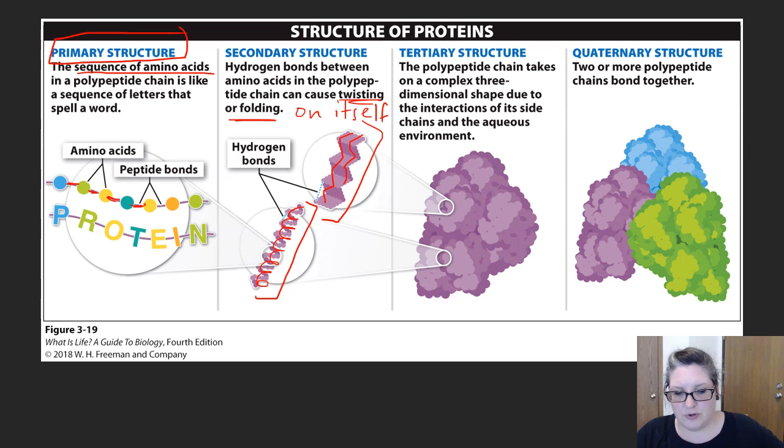The tertiary structure means it's a complex 3D shape because of all those interactions of the chains and of the environment. So it's a weird globular kind of structure. And quaternary structure means that 2 or more polypeptides will work together, and that happens a lot in biology. These polypeptides will bond together and work together.